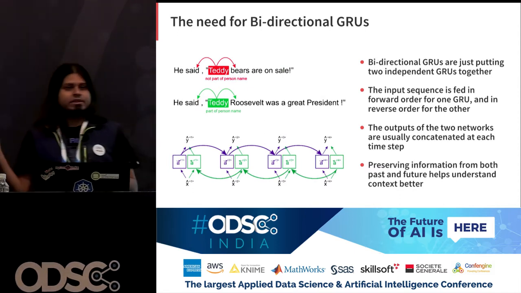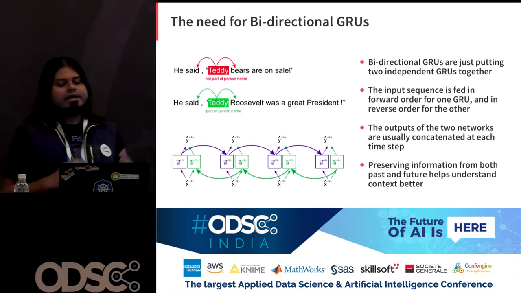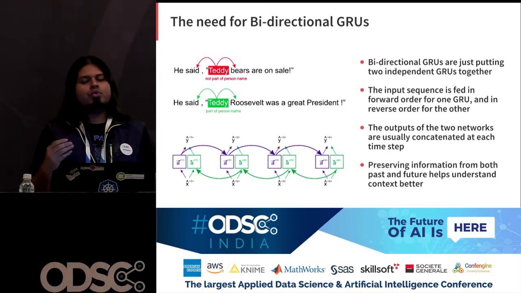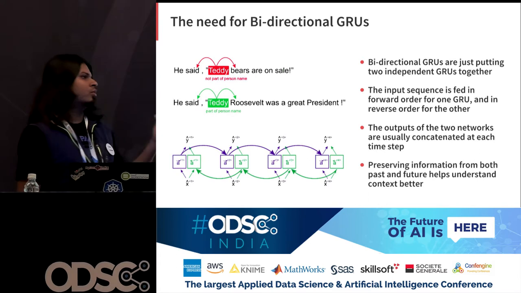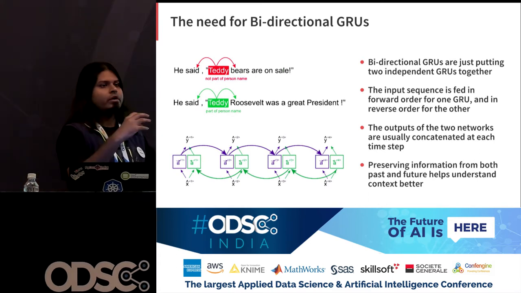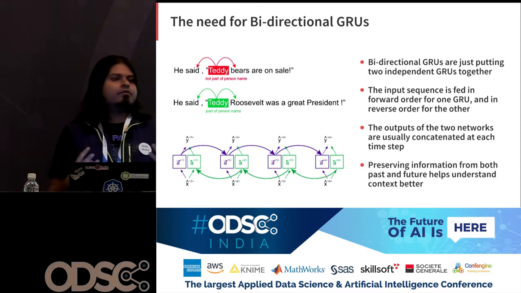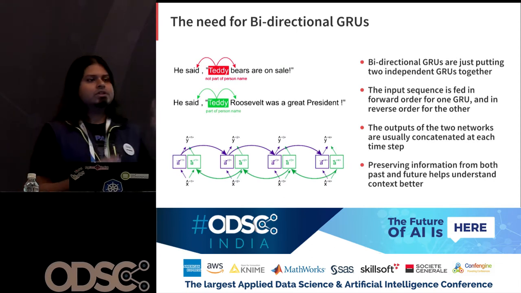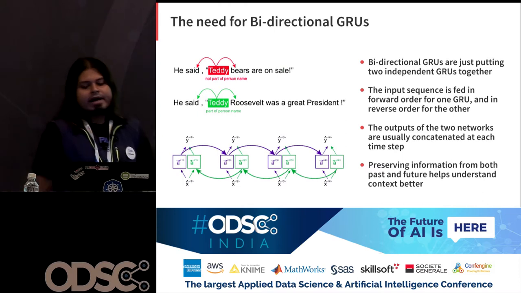I talked about this yesterday in my NLP workshop. The idea here is if you can put two LSTMs or two GRUs, one trains from front to back and the other back to front, and concatenate the final hidden states, they will be able to preserve much better contextual information than just going from front to back.